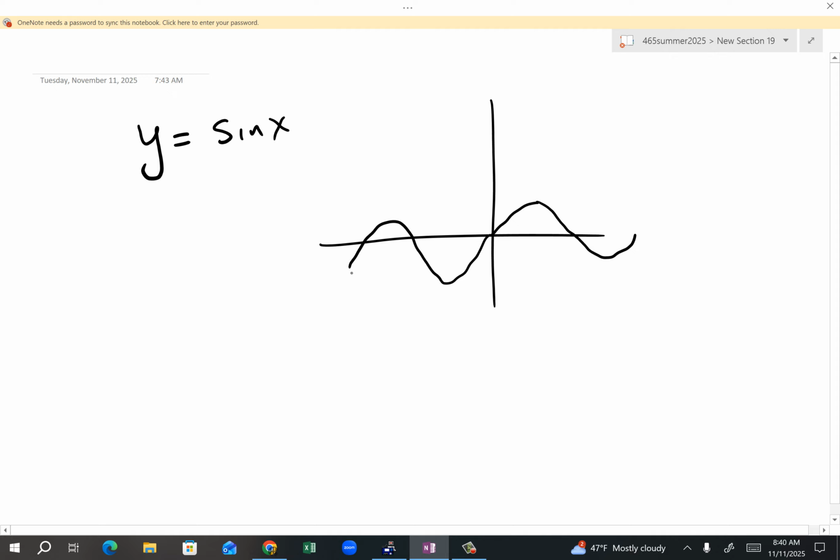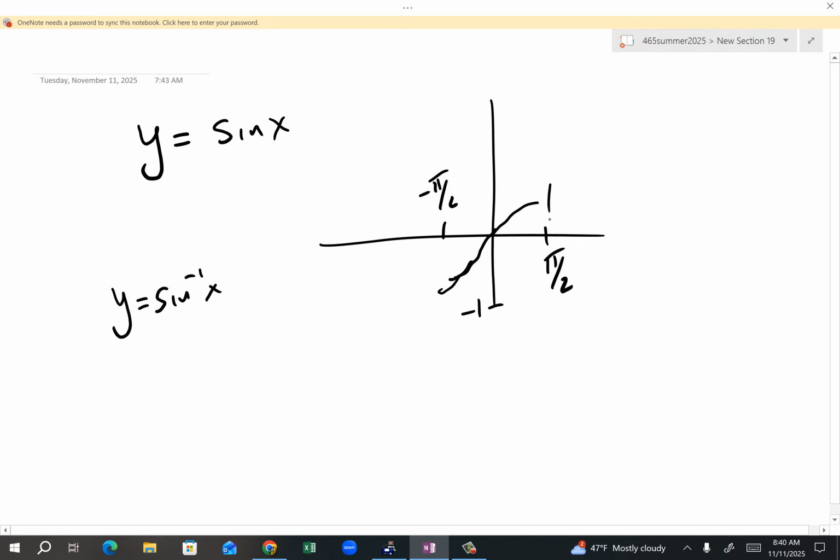If you wanted to do the inverse sine, this function would have to be, first of all, one to one, right? So we need to take this sine function and make it one to one. So what we would do is we'd lose all the extraneous business and go from negative pi over 2 to pi over 2, and it would be one to one. You go from negative 1 on the low end to positive 1 on the top end.